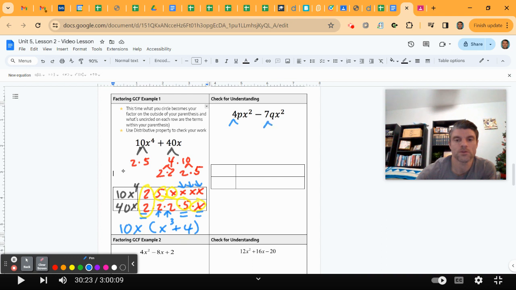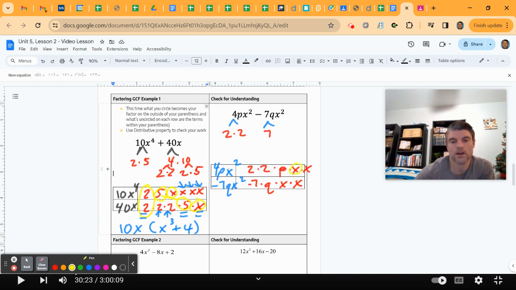So break down the 4, break down the 7, and write them in the table. All right, so when you break down 4, you get 2 and 2, and then p times x times x. When you break down 7, you just get 7. So it's going to be 7, but it's negative, times q times x.